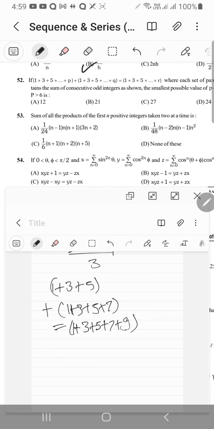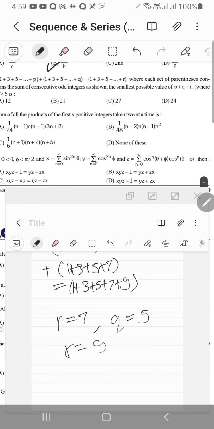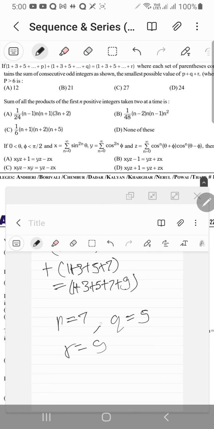So P should be bigger than 6, then P is equal to 7 will work, Q equal to 5, and R is 9. Smallest possible value of P plus Q plus R, that's like 7 plus 5 plus 9. Right. Which is... what was I going to do? 12 plus 9, which is 21.